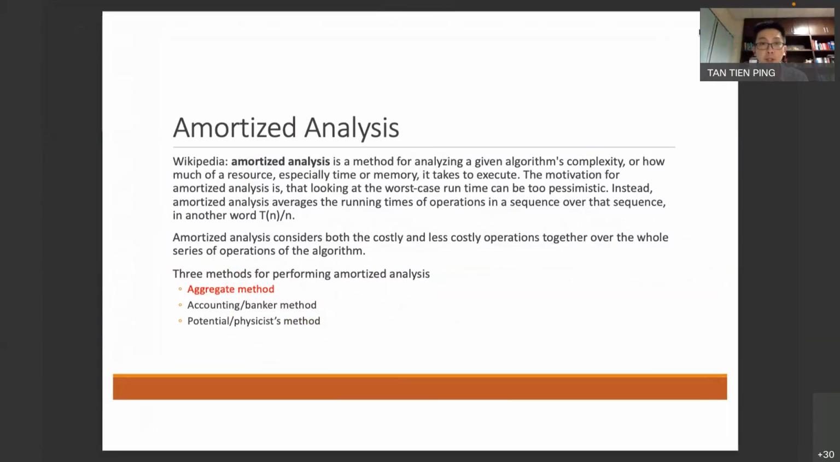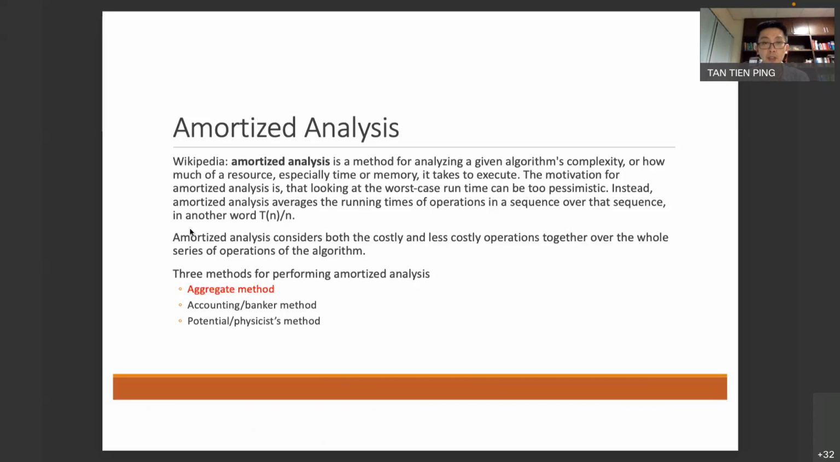Okay, today's topic is amortized analysis. I've picked the definitions from Wikipedia for amortized analysis. Amortized analysis is a method for analyzing a given algorithm's complexity, or how much of a resource, especially time or memory, it takes to execute. The motivation for amortized analysis is that looking at the worst case is too pessimistic. Instead, amortized analysis averages the running time of operations in a sequence over that sequence.